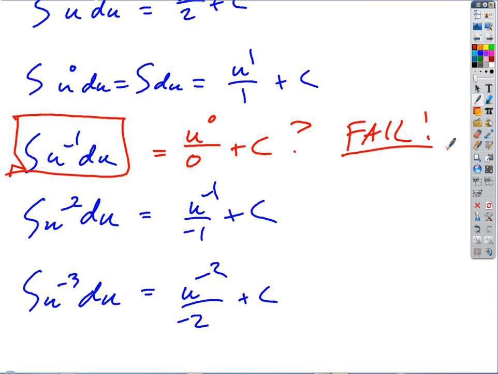Okay, so there is a hole in the power rule. Now it'll work for any other power. It would work for u to the minus 0.9999999. It would work for u to the minus 1.000001, but it doesn't work for u to the minus 1. We got a problem with that.